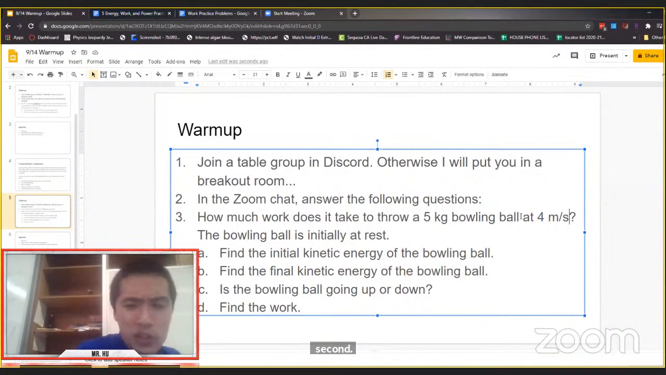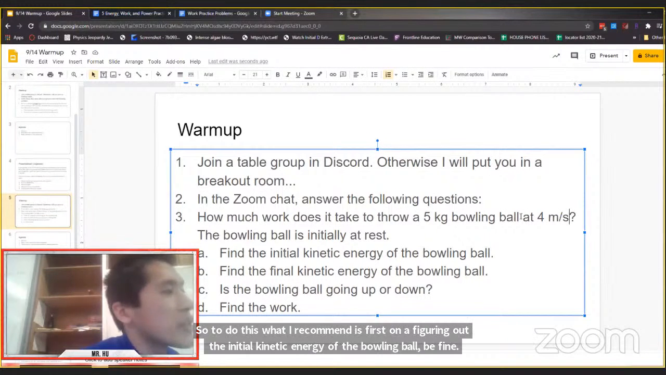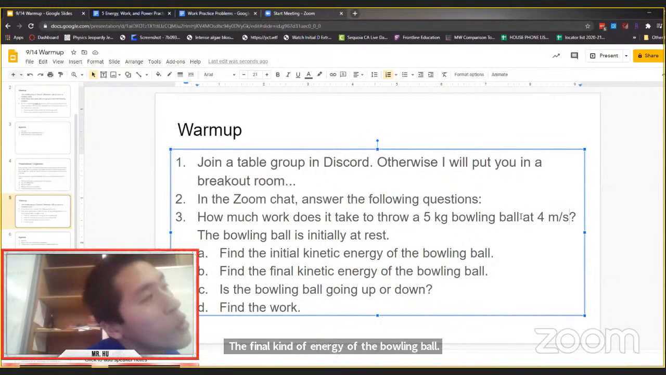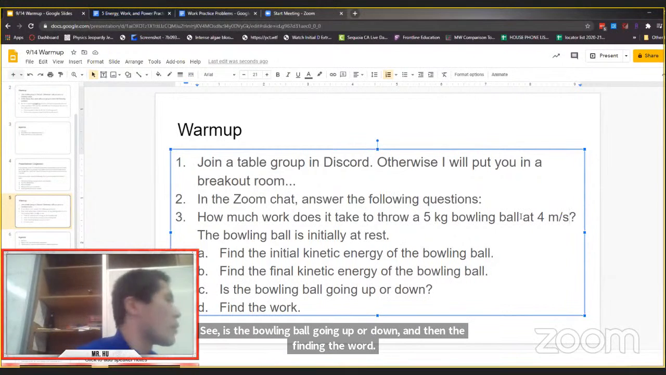I think the best place to start is to figure out what the initial kinetic energy is. Then you can figure out what the final kinetic energy is. Answer is the bowling ball going up or down. The reason why you want to answer is it going up or down is because that helps you find if the potential energy is changing at all. And then last but not least, find the work.